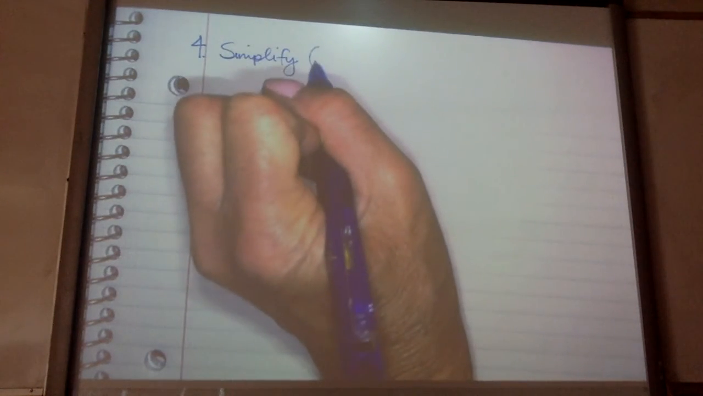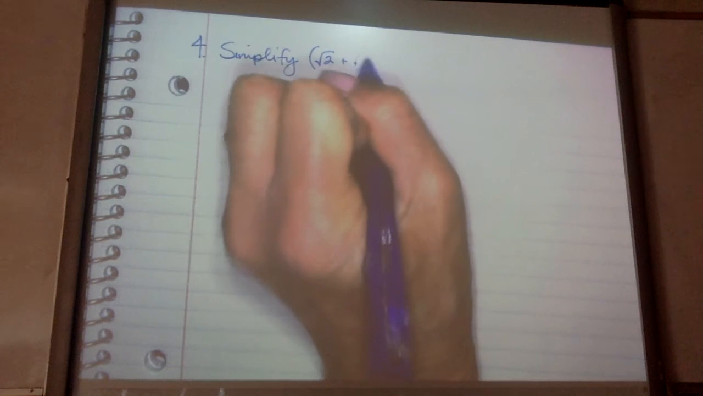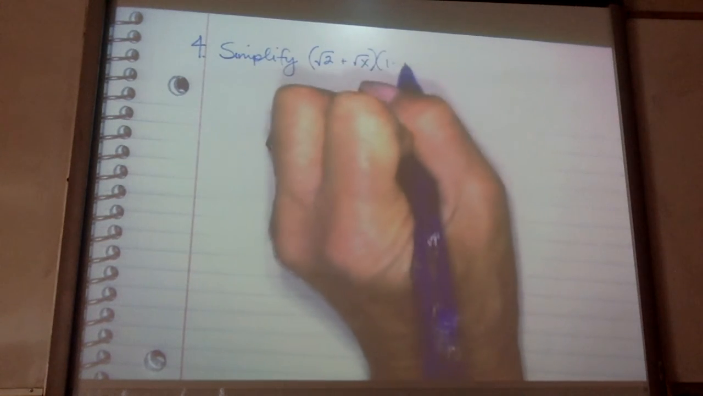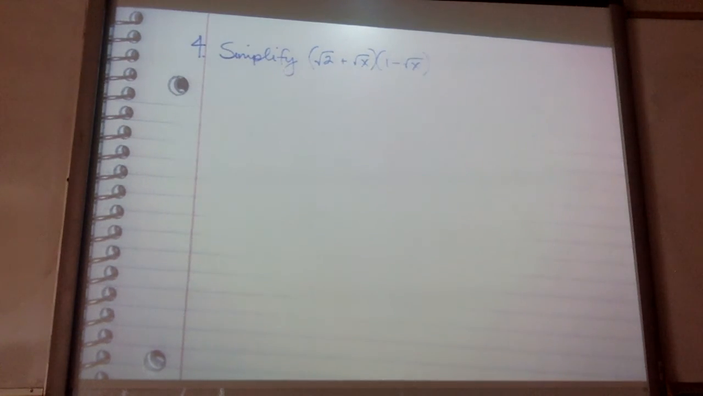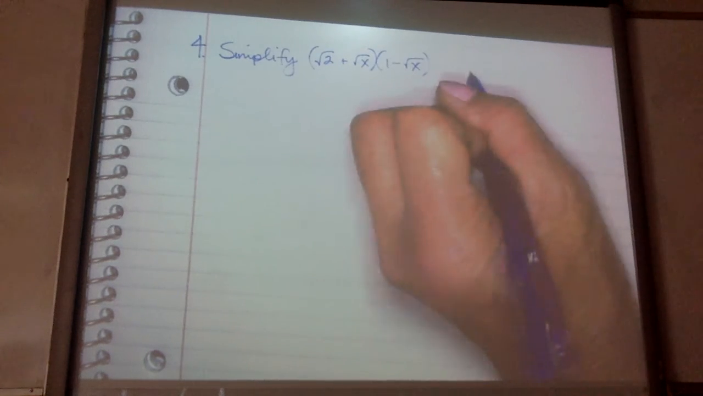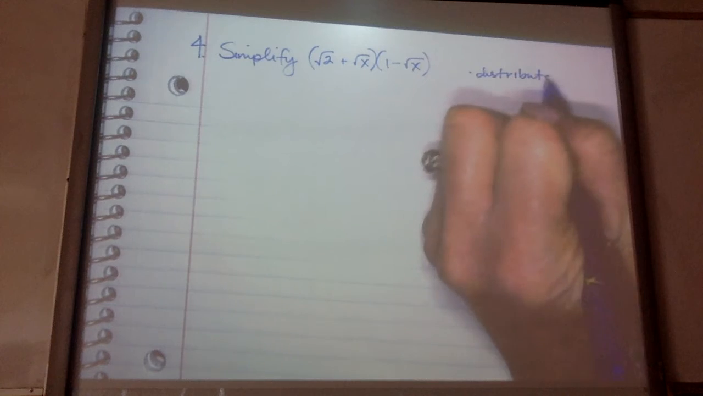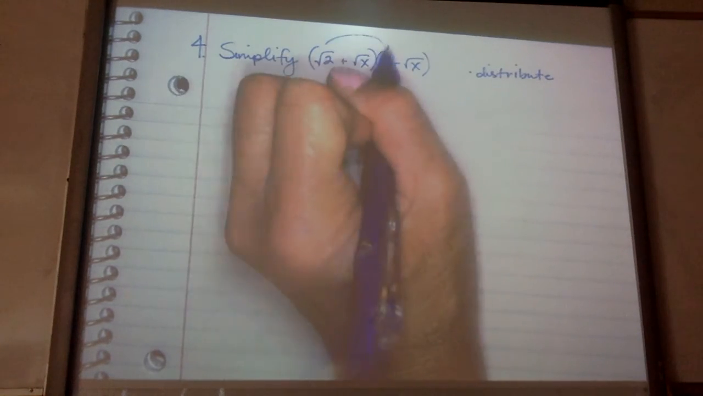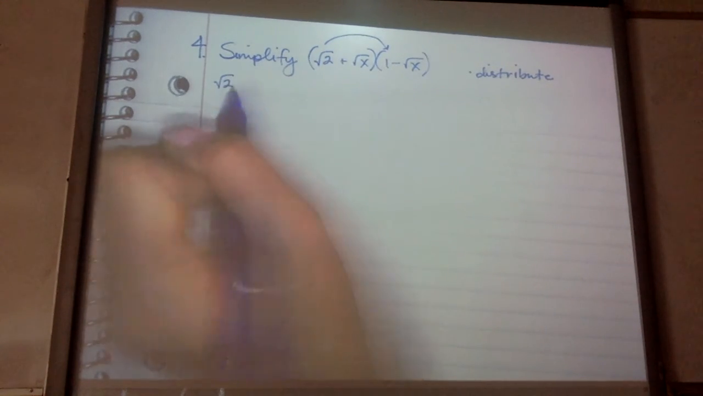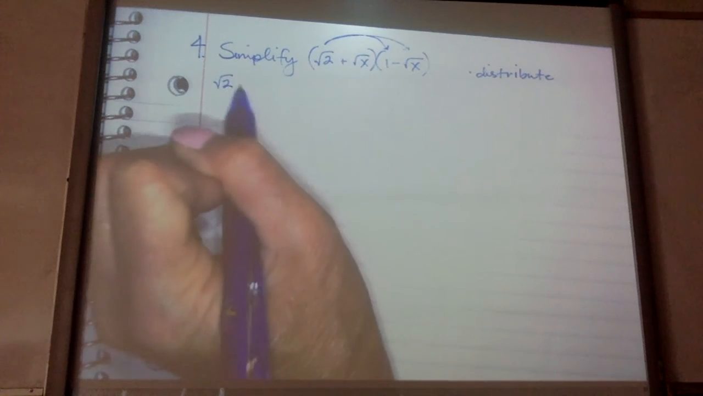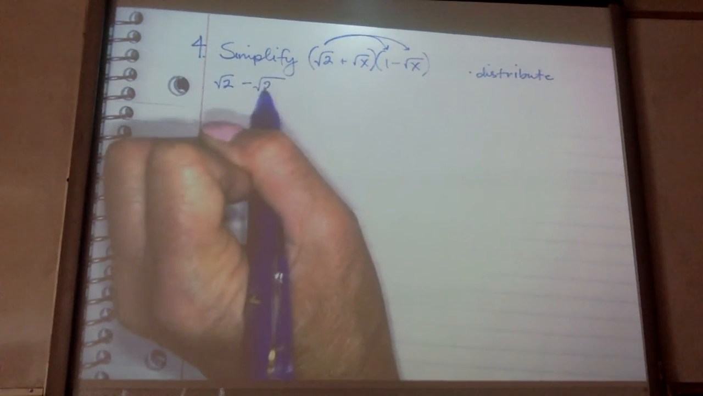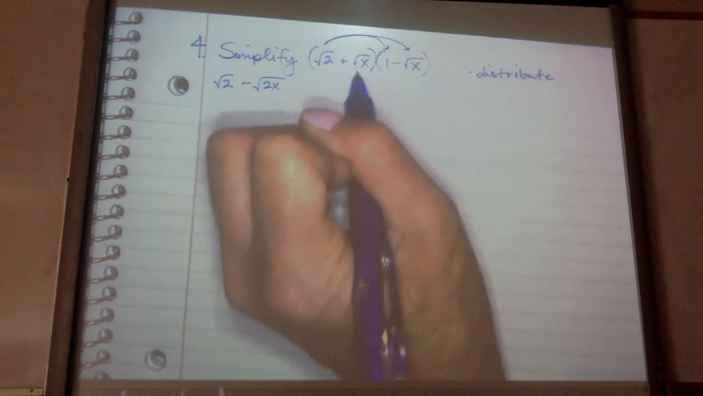So simplify. We're going to go over multiplying radicals. So square root of 2 plus the square root of x times 1 minus the square root of x. Okay, we're simply going to distribute. So the square root of 2 times 1 is root 2. Square root of 2 times x, that would be negative root 2x. You're multiplying by what's inside.